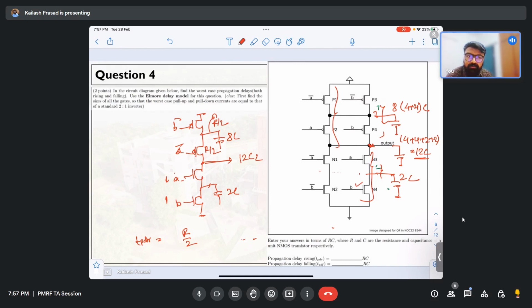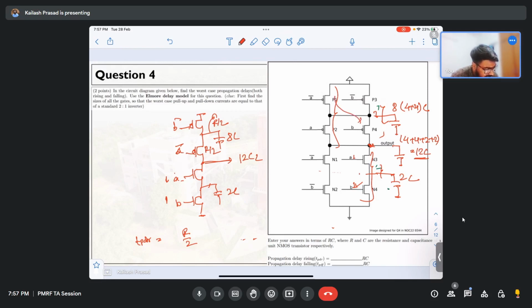P1 and P2, both A bar and A inputs are there. So if A is 0, then A bar will be 1. Just 1 minute, let me see. If this is 1 and this is also 1, then it is a problem. So the input combination should not be like that. What I have to do is make sure that one path is actually active.